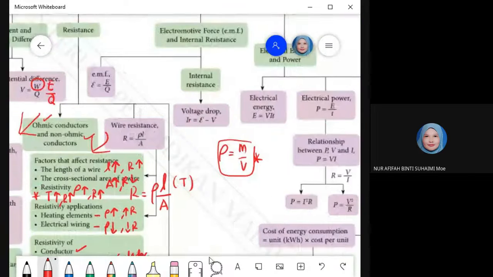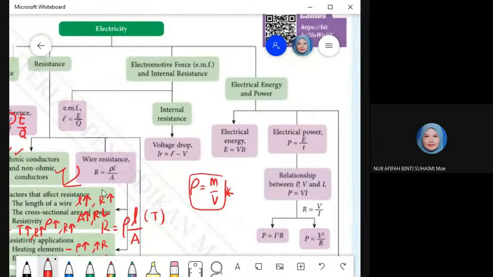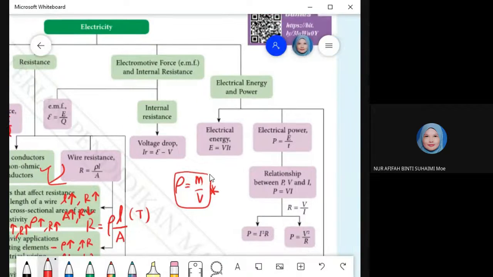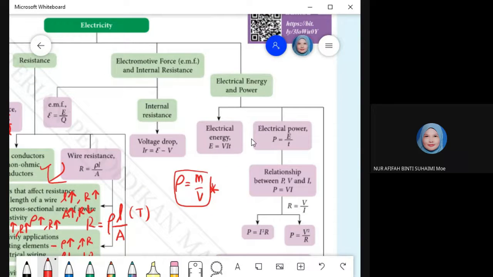Okay. Right, next. Yang ni the equation. EMF and internal resistance. EMF, remind balik dia punya definition. E equal to E over Q also. Sama dengan voltage, sama dengan potential difference, E over Q. Work done or energy used to move one coulomb of charge in the whole circuit. Whole circuit, tukar yang tu je, whole circuit.